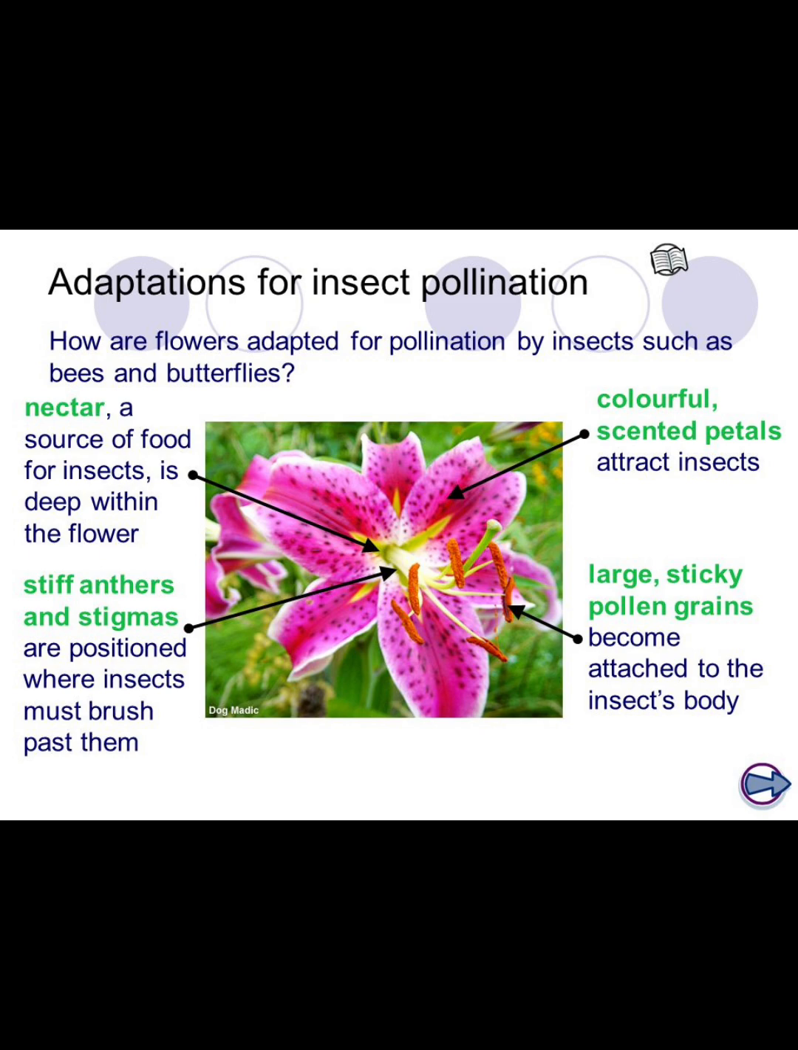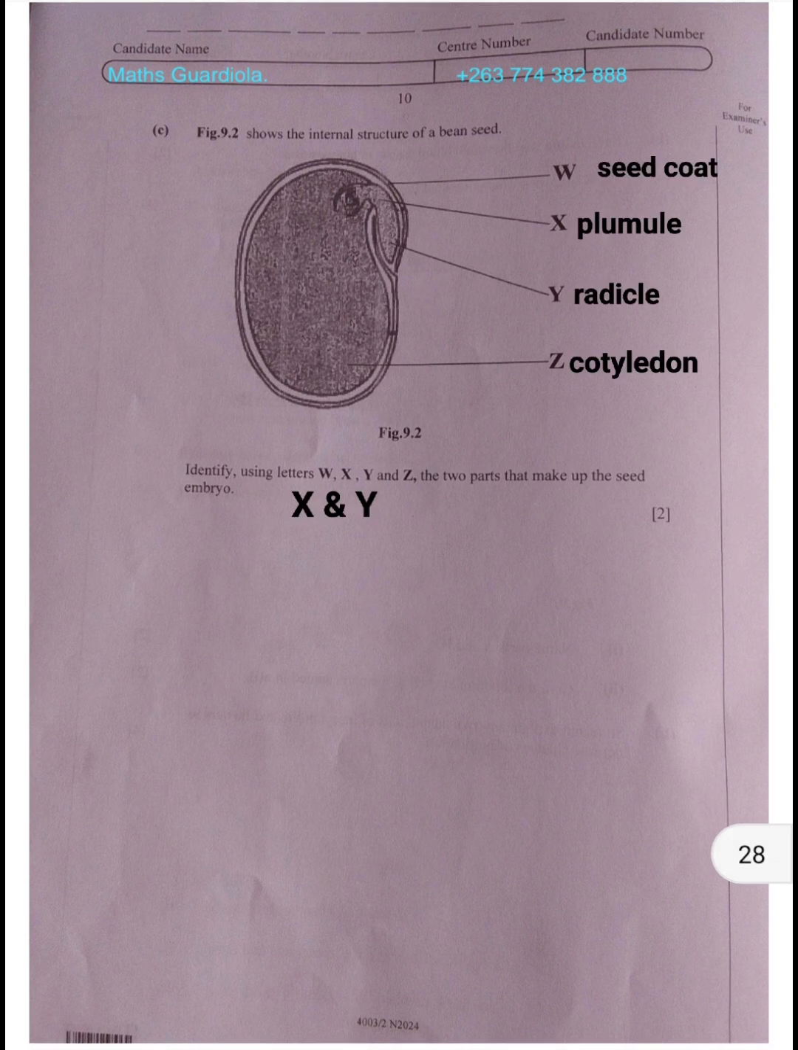And then part C, Fig 9.2 shows the internal structure of a bean seed. Identify, using letters W, X, Y, and Z, the 2 parts that make up the seed embryo. So first we need to be able to label the structure of the bean seed. So we have W, which is the seed coat or testa, and then X is known as the plumule, while Y is known as the radicle, and then Z is the cotyledon.